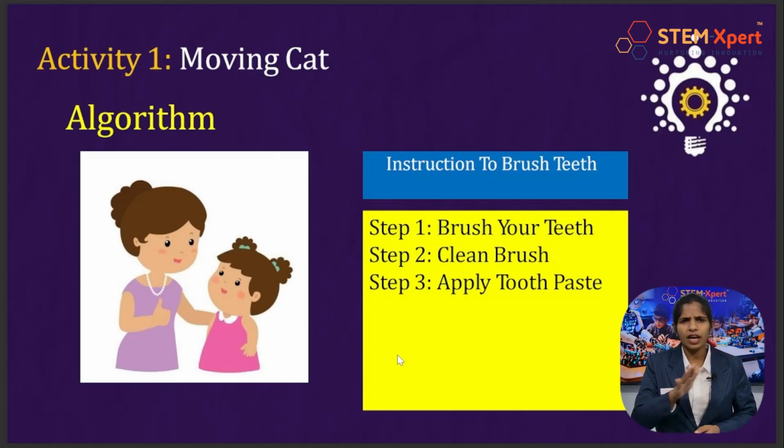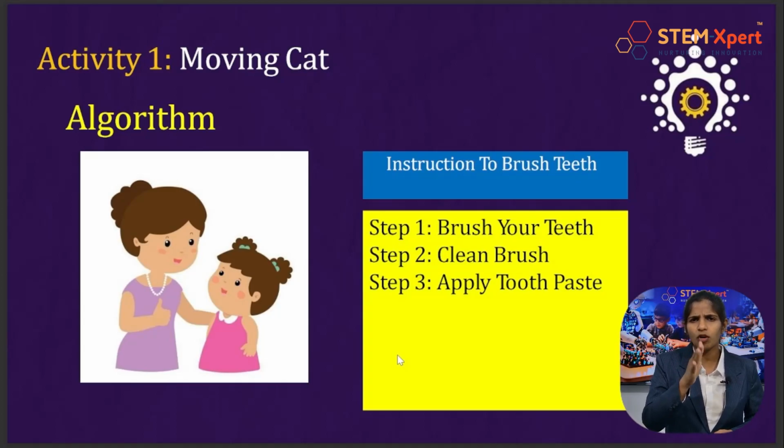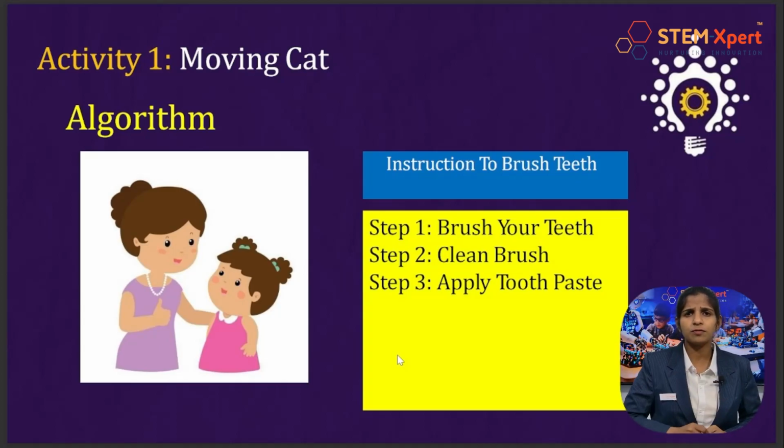Okay, so for every action, even washing your hands, you will have to follow certain step-by-step instructions in your daily life. So here I will tell you what an algorithm is. An algorithm is a step-by-step process that converts an input into output. Okay, so the order of something is very important. That is what an algorithm tells you.